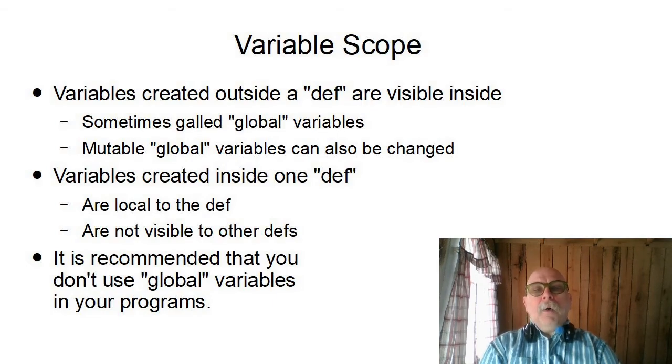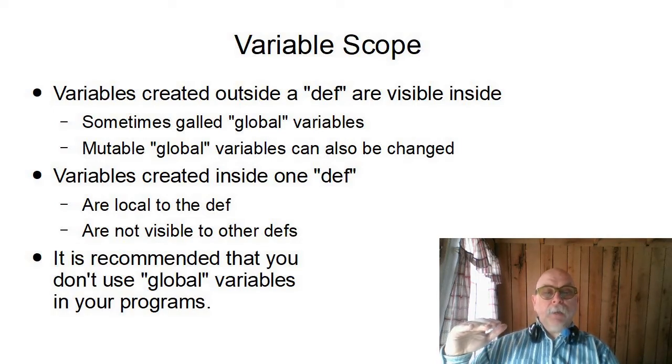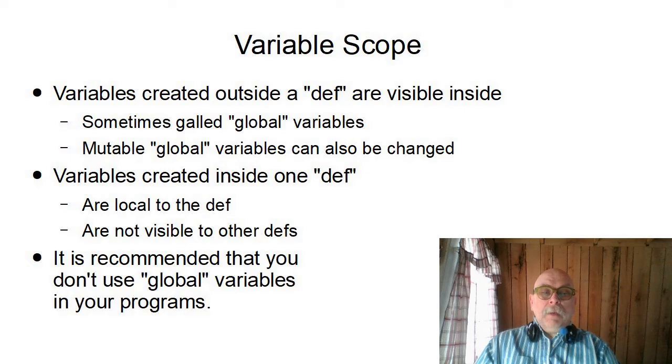The reason that we want to consider this and the reason I've brought this up is because of variable scoping. Variables created outside a def. So if I create a variable outside any definition, they are visible inside the definition. You just use them and they're there. They're sometimes called global variables.